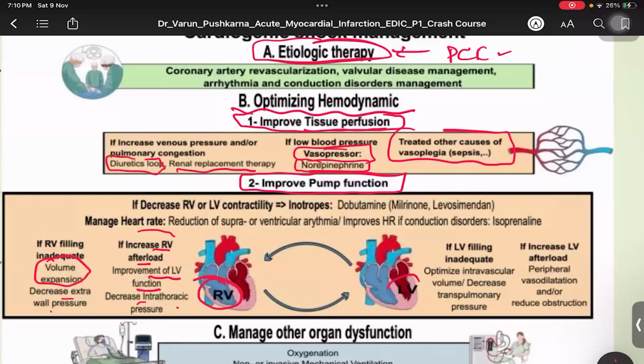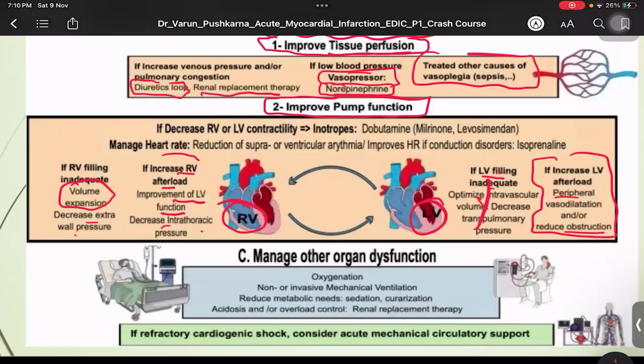Now, if it is a left ventricular failure, like in our patient, if the LV filling is inadequate, of course, we would like to fill it up, but this is not the case in our patient. Our patient has an increased LV afterload. So we will perform vasodilatation, reduce the obstruction and give them dobutamine.